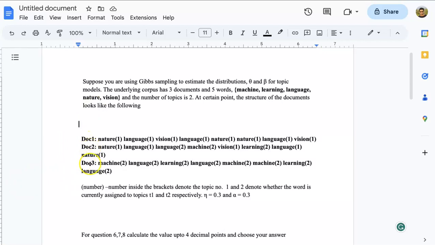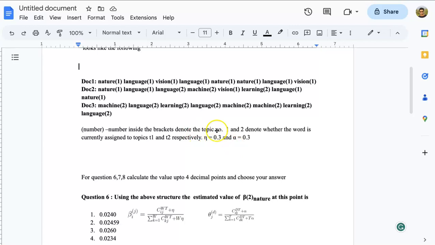So document 1, document 2, document 3, and there are 5 solid words. There are 5 distinct words: machine, learning, language, nature, vision. Also, you already know k before running the algorithm; you need to predefine the number of topics. So you also need to define that in our corpus there should be a maximum of 2 topics. The 2 topics are given.